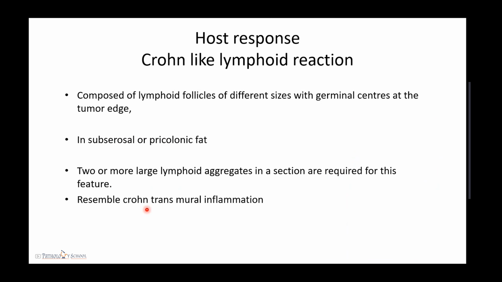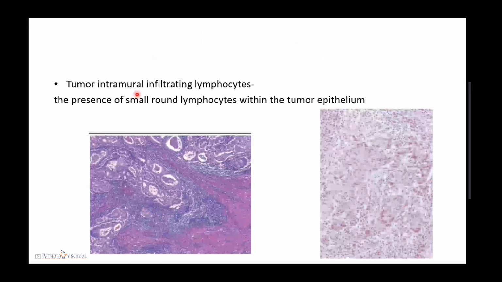So, it is composed of lymphoid follicles of different sizes, right? Serosal, subserosal or pericolonic fat, two or more large lymphoid aggregates in a section, and it resembles the Crohn's transmural inflammation. Can you see how ill-formed, ill-defined glands you can see over here? So this is transmural infiltrating lymphocytes. These are all lymphocytes, with small round lymphocytes within the tumor epithelium.